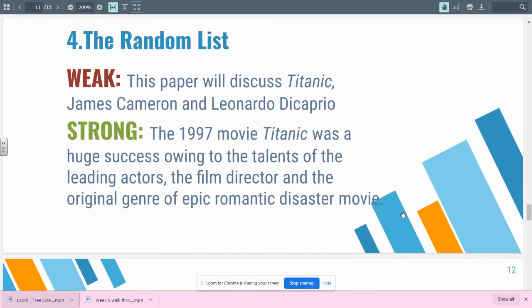Okay, the random list. This is not good because it's not specific enough. It doesn't really state what your reasons are, it just vaguely mentions them. So the weak thesis says, this paper will discuss Titanic, James Cameron, and Leonardo DiCaprio. You're like, okay, what do those things have to do with it? Because you have to assume that your reader knows nothing at all about what you're trying to talk about, even if they do, because that's what makes a clear essay.